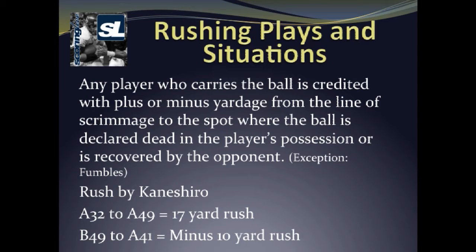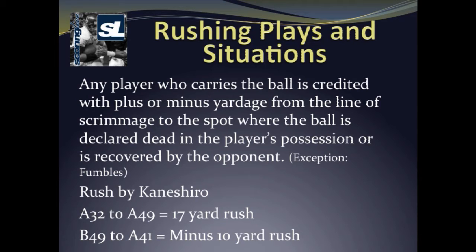Okay, rushing plays. Any player who carries the ball is credited with plus or minus yards from the line of scrimmage to the spot where the ball is declared dead in the player's possession or is recovered by the opponent. So basically, this applies only to offensive plays. Any player who carries the ball gets either plus or minus yards from the line of scrimmage to the spot where the ball is declared dead. There is an exception called fumbles. We'll talk a little bit about that later.